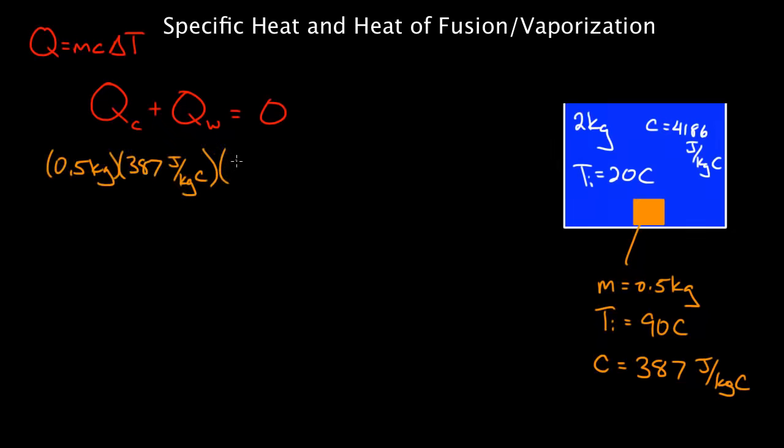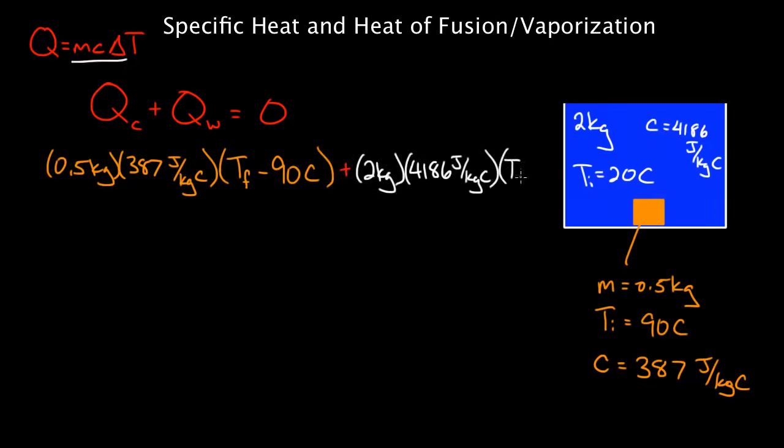I don't know the final temperature. That's okay. I'm going to name my ignorance and give it a variable here. I'm going to call it T final minus, I do know the initial. It started at 90 degrees Celsius, so minus 90 degrees Celsius, plus the heat gained by the water, which we can use the same formula for, mcΔT. So the mass is 2 kilograms. The specific heat is 4,186. T final, I still don't know T final.